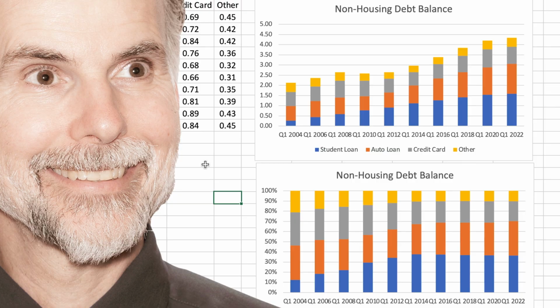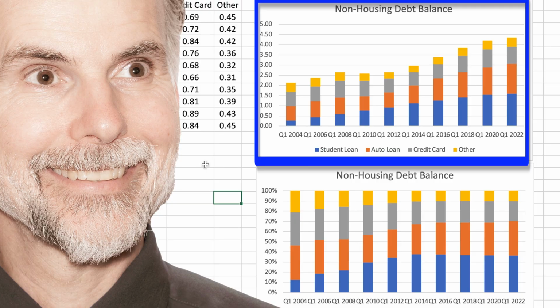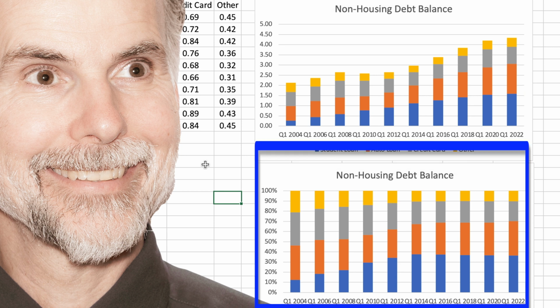Now I have two stack bar charts that not only show me the dollar amounts of the different types of non-housing debt, but also they show me the composition of non-housing debt over time in the United States.